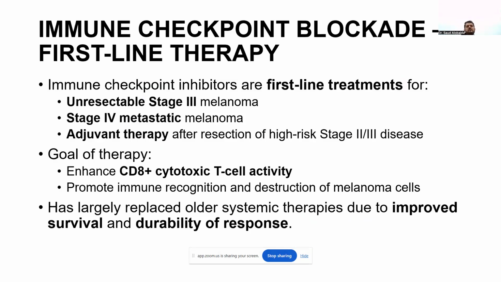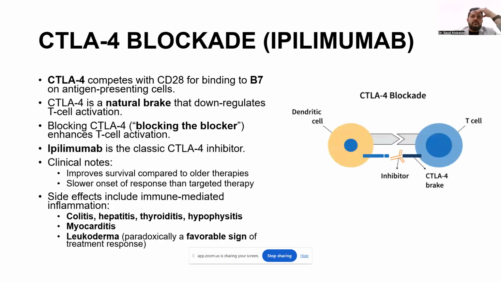Immune checkpoint inhibitors are first line for unresectable stage 3, stage 4 metastatic disease, and adjuvant for high-risk stage 2 and 3. The goal, as we said, is to enhance CD8 cytotoxic T cells and promote immune recognition and destruction of melanocytes. Because once you recognize it and the lymphocytes are in the system, they'll start attacking it in different seeds and different locations. And it has replaced the old therapies that bore more side effects.